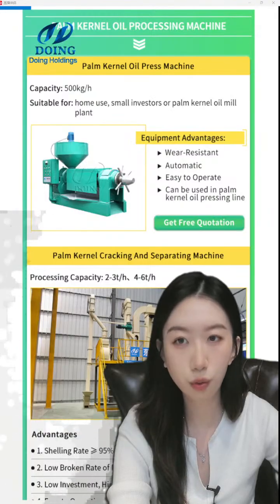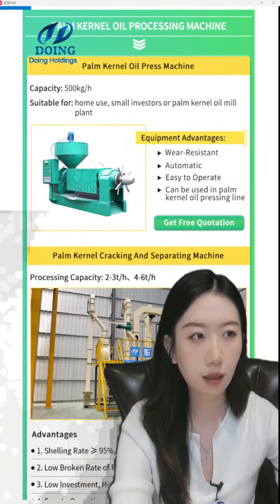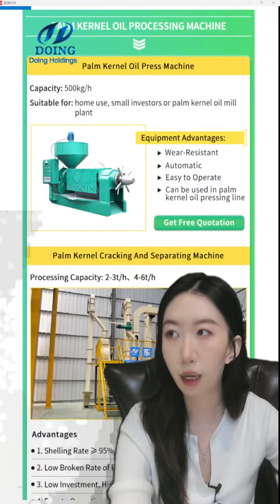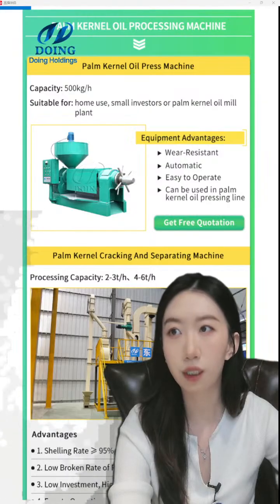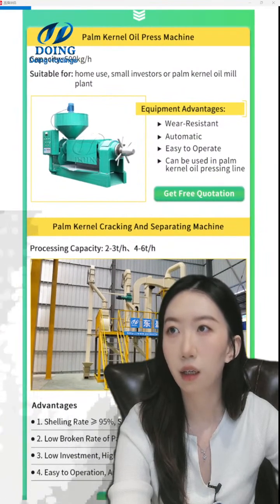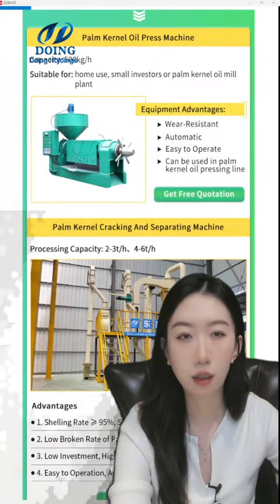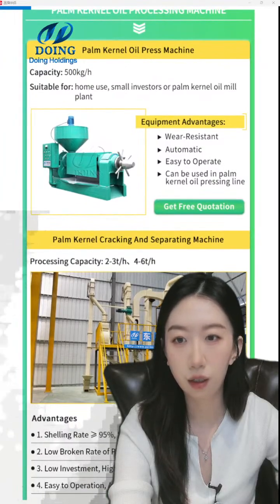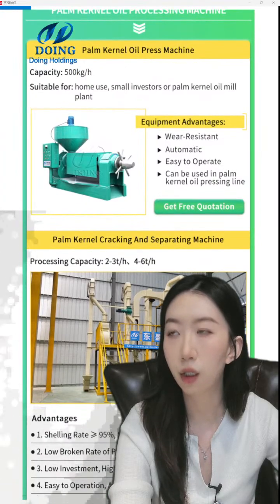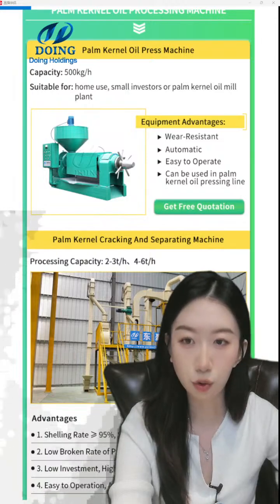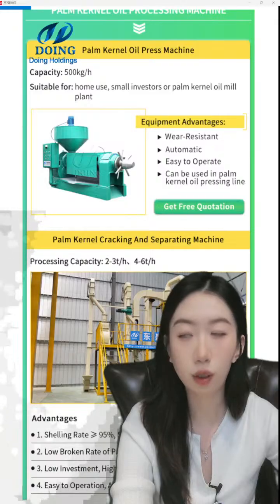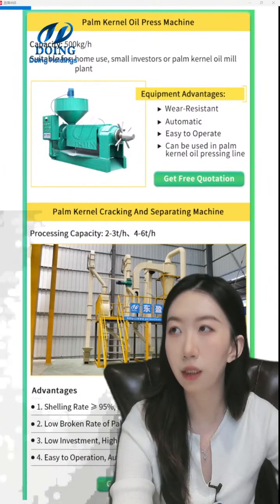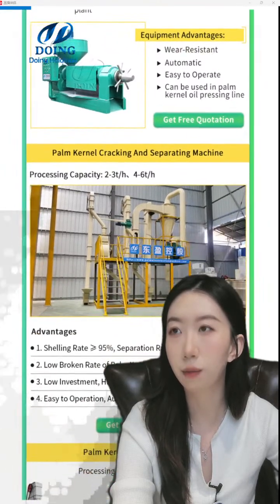The internal screw is upgraded material. It has good wear resistance, and it can be controlled through the system. You don't need a worker. It is easy to operate.